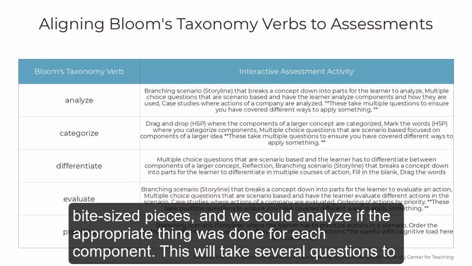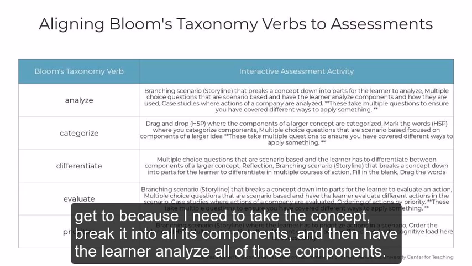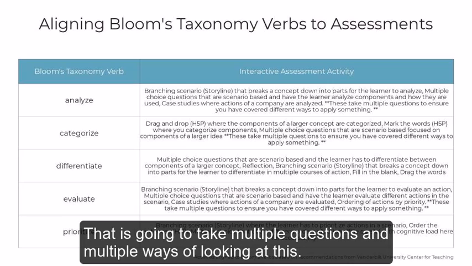This will take several questions to get to, because I need to take the concept, break it into all its components, and then have the learner analyze all of those components. That is going to take multiple questions and multiple ways of looking at this.